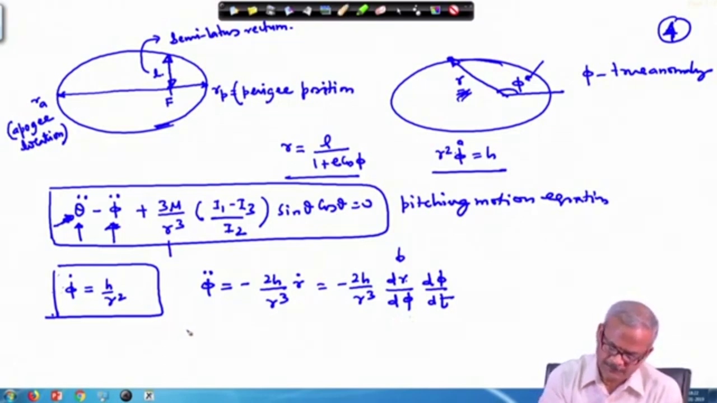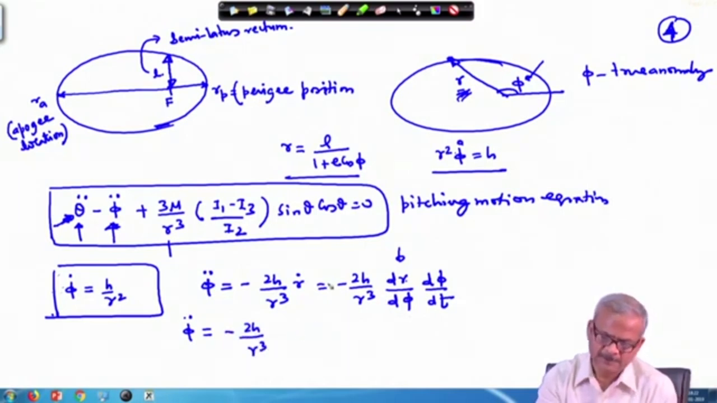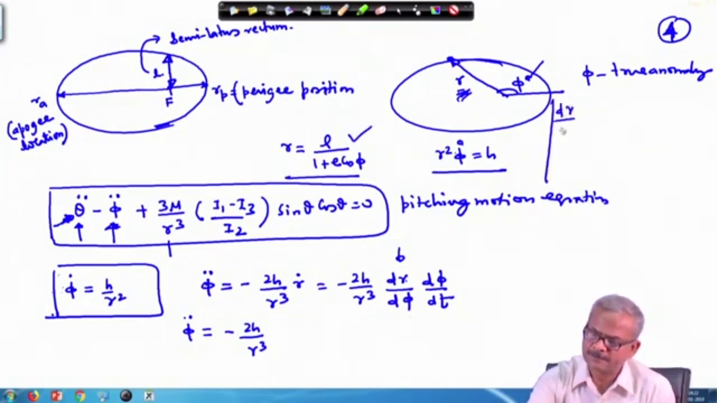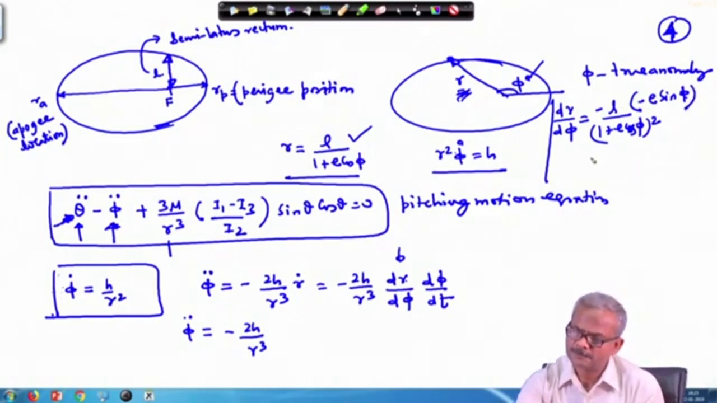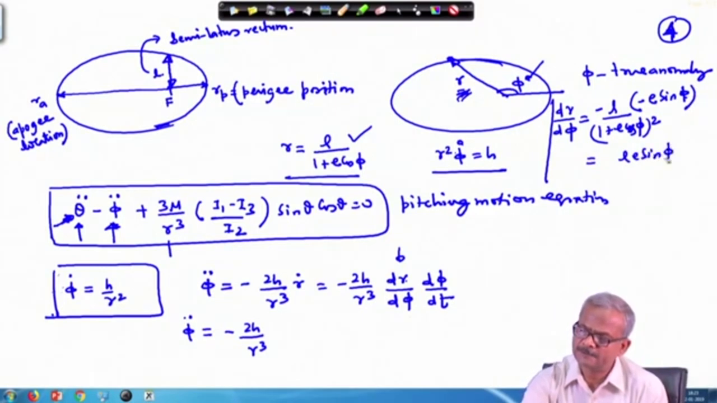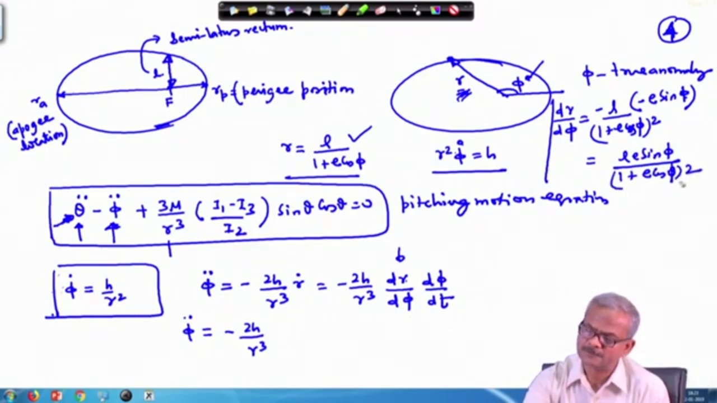So, therefore, phi double dot becomes minus 2h by r cubed, and dr by d phi we can get from this place. So, dr by d phi we can write as L by (1 plus e cos phi) whole square, and then on the upside minus e sin phi. So, this becomes L e sin phi divided by (1 plus e cos phi) whole square.